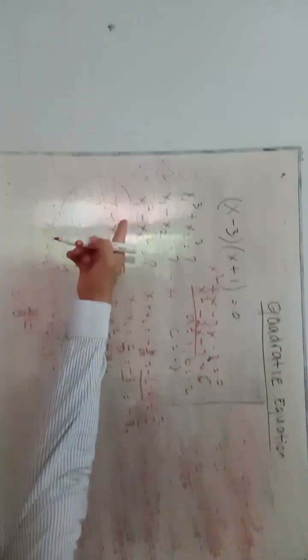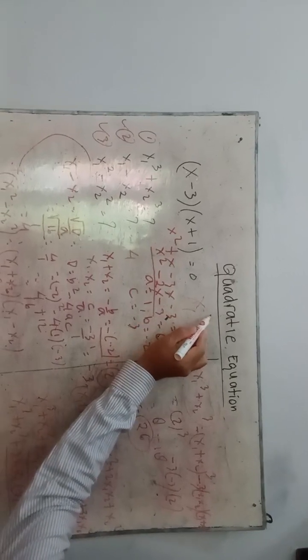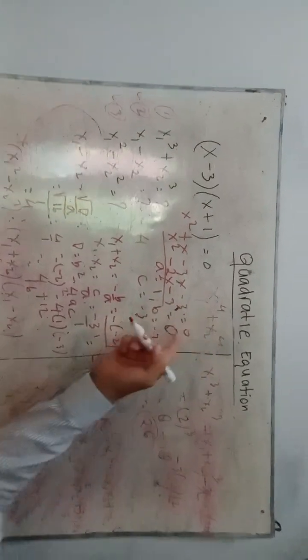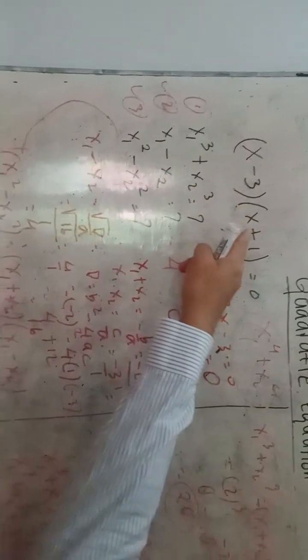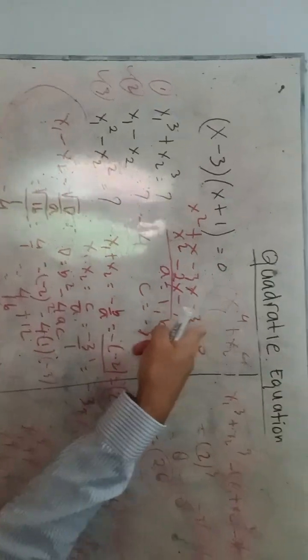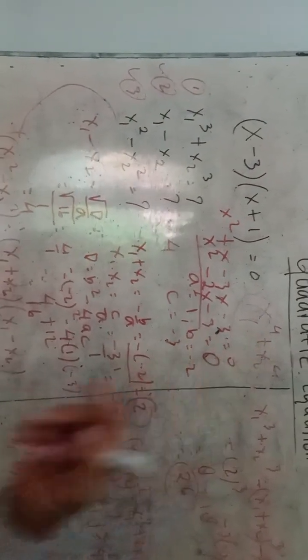And for the homework, please find the value of x1 power 4 plus x2 power 4. Once again, the equation is (x minus 3) times (x plus 1) equals 0. Please find the value of x1 power 4 plus x2 power 4 at home.